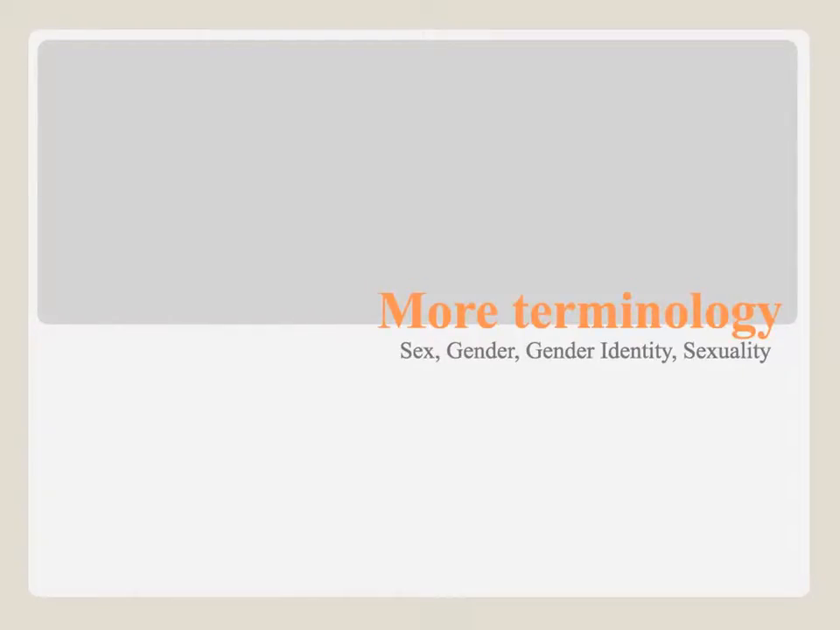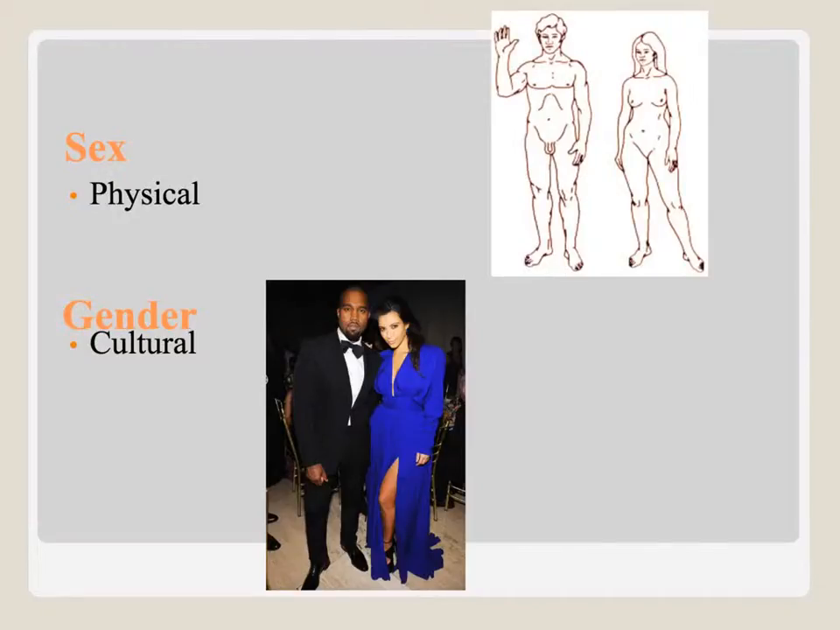Continuing a series of definitions of terminology, we're going to turn to sex, gender, gender identity, and sexuality. Part of the social construction of sex and gender is the belief that many separate traits are inevitably related. In women's studies, we try and break those down. Sex and gender are typically used interchangeably, but in women's studies, we understand these to be distinct ideas.